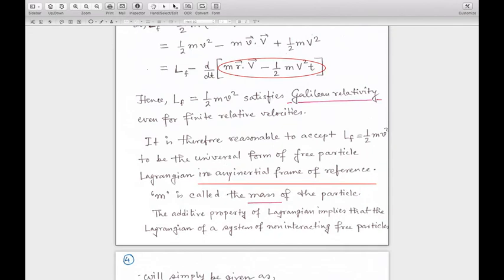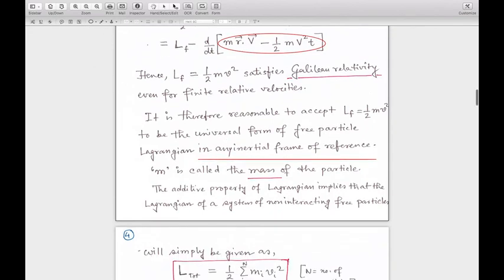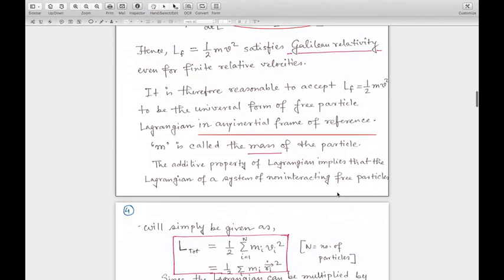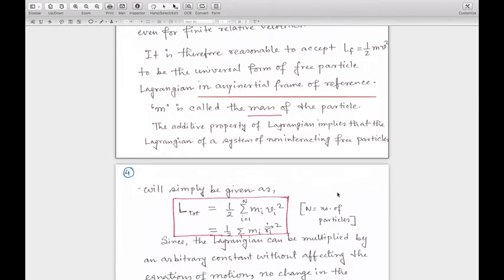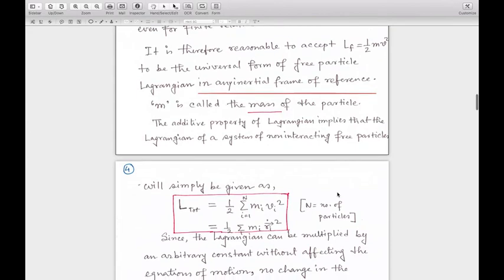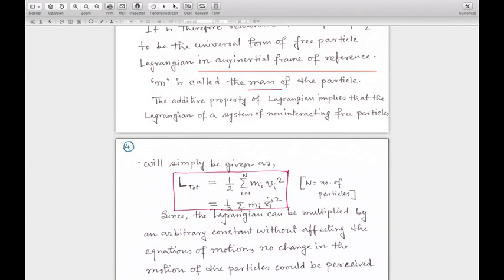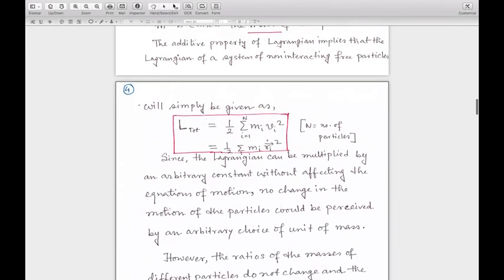Now, m is called the mass of the particle, as I just said. The additive property of Lagrangian now simply says that if we are to determine the Lagrangian of a system of non-interacting free particles, let's say n number of free particles in an inertial frame of reference, then the Lagrangian will simply be the sum of all the half m_i v_i squares, and will simply be given as half summation over m_i v_i square or m_i r_i dot square, where r_i is the position vector of the particle, the instantaneous position.